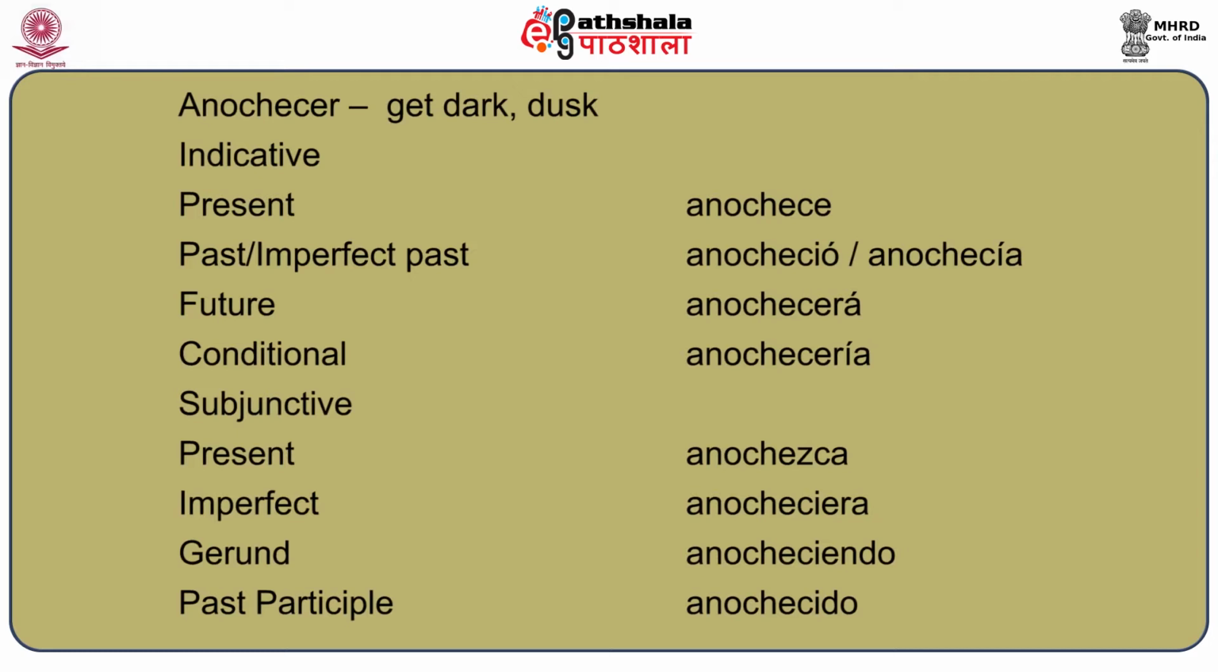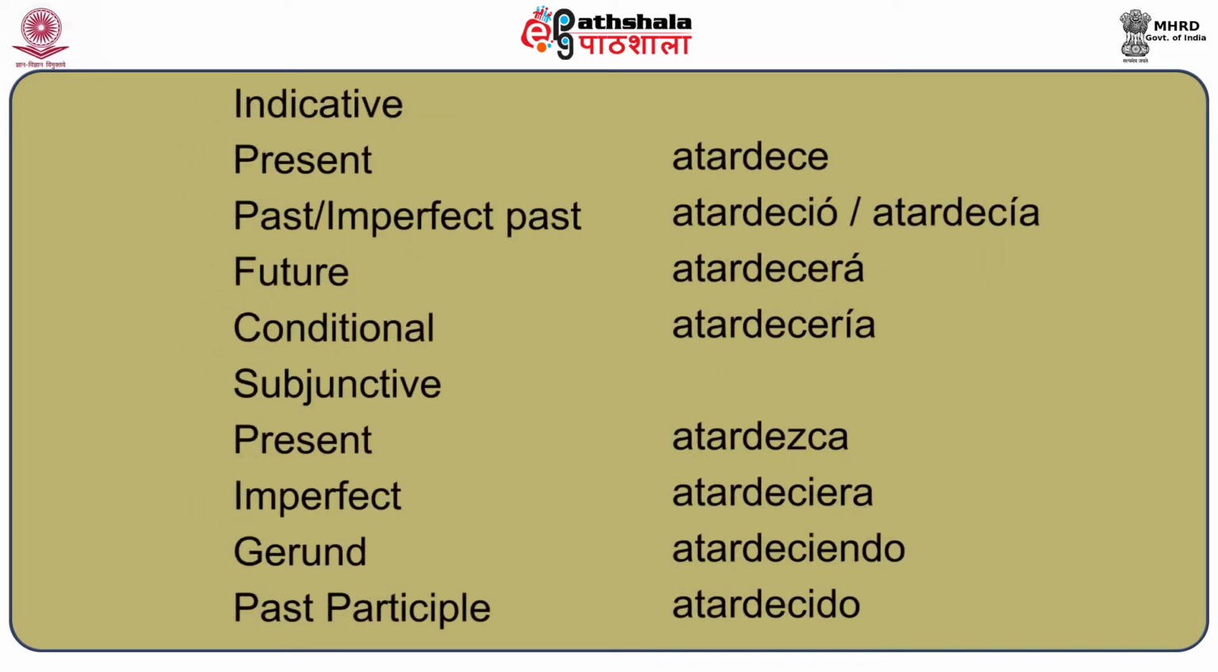Next verb is anochecer, to get dark or dusk. The indicative forms in the present tense, past and future and conditional are the following. Present, anochece. Preterite, anocheció. Imperfect past, anochecía. Future, anochecerá. Conditional, anochecería. Subjunctive forms are present, anochezca. Imperfect, anocheciera. Gerund, anocheciendo. Past participle, anochecido.